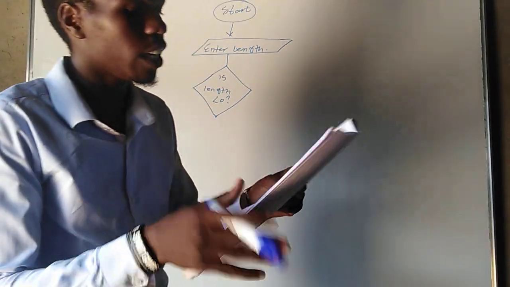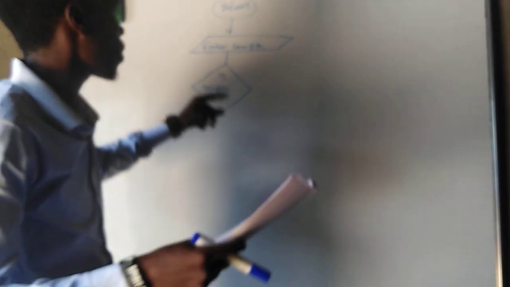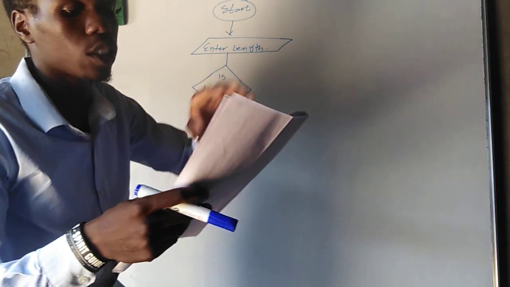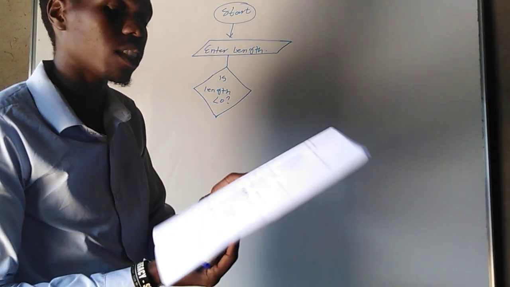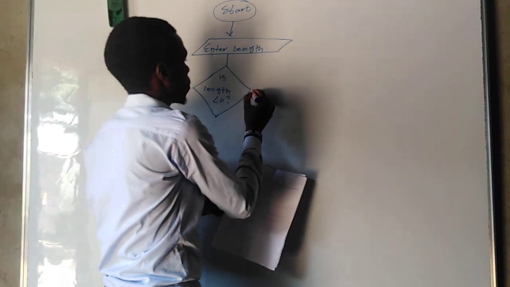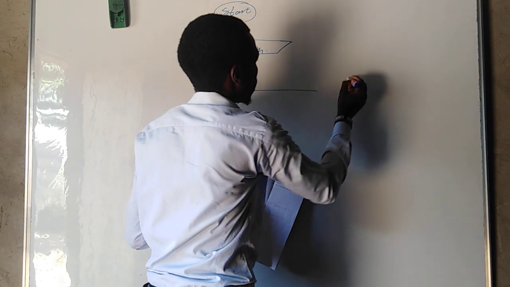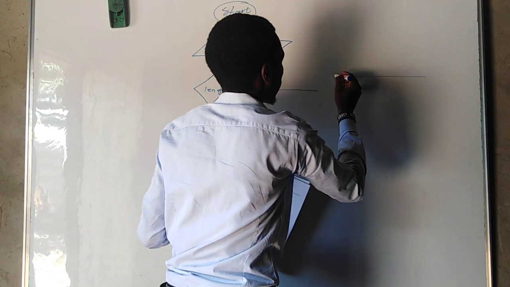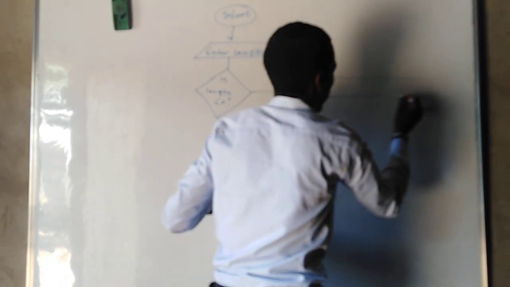So the if in the length condition is going to change to is, always. So is length less than 0, then display error message. For this display error message, we are going to use the parallelogram. So I'll connect it from here, then bring down my parallelogram there again, like this.